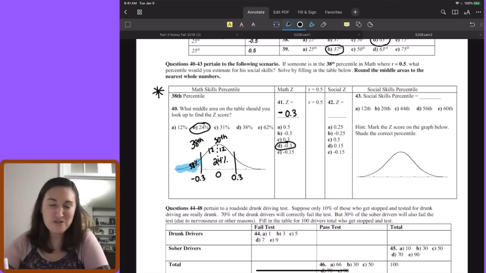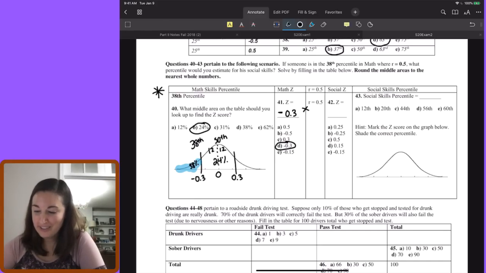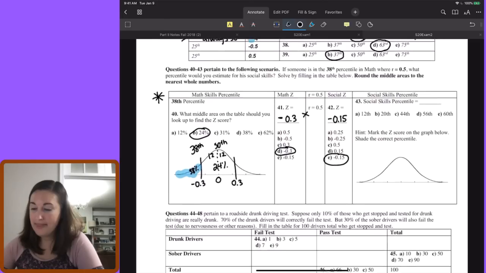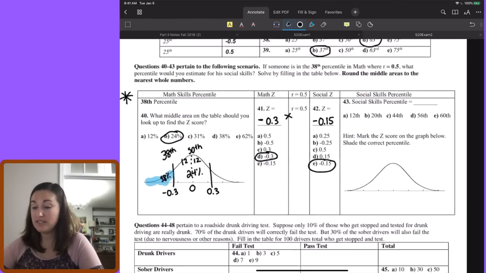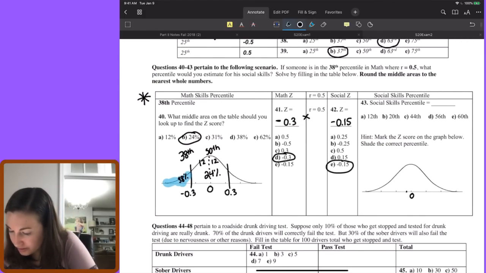So if you're in the 38th percentile for math, your z-score is -0.3, and then I want to make a prediction for their social skills, and the correlation is 0.5, so it's positive. So I'm going to multiply by r, and I end up getting -0.15. And then now the last part of this says, okay, what is -0.15 as a percentile? So I would go ahead and mark, here is -0.15.